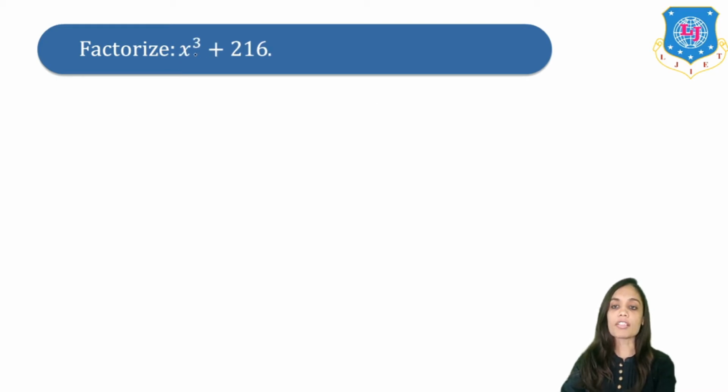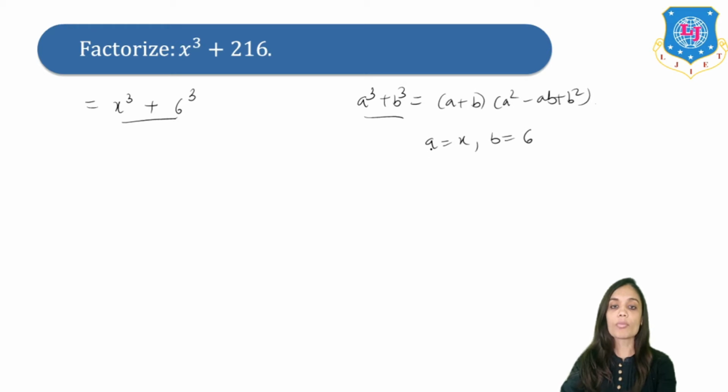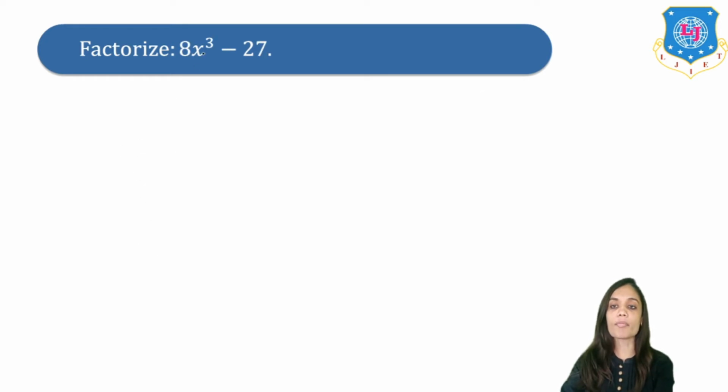Next, we have to factorize x cube plus 216. We will modify this as x cube plus 6 cube, right? Now we have the formula a cube plus b cube equals (a plus b)(a square minus ab plus b square). Compare these two. Our value of a is x, b is what? 6. Put these two values in these brackets. So we will get our answer as (x plus 6)(x square minus 6x plus 36). Okay, so now let us go to the next example.